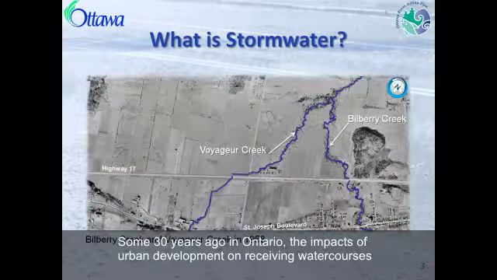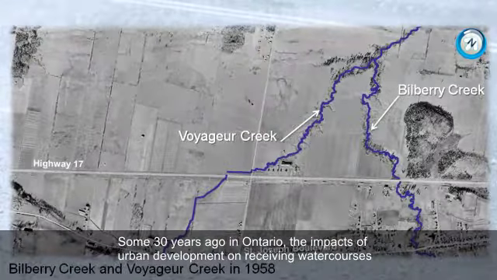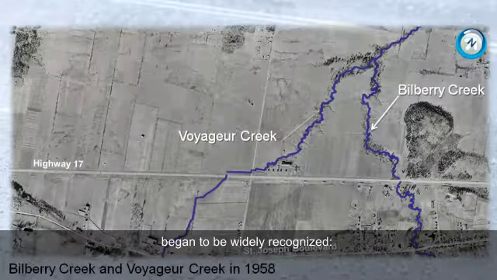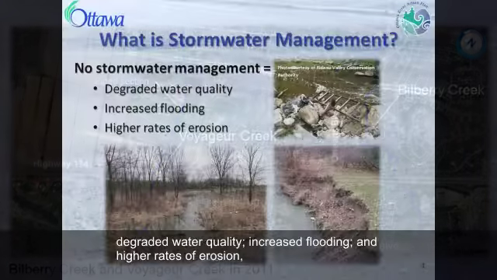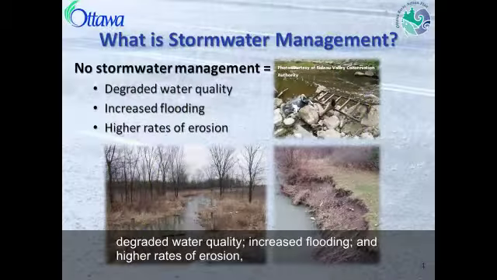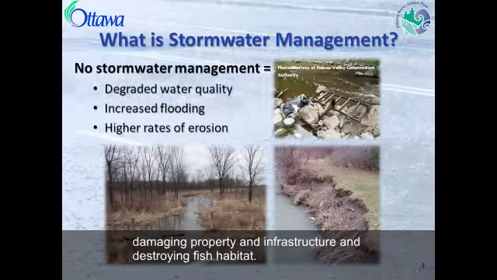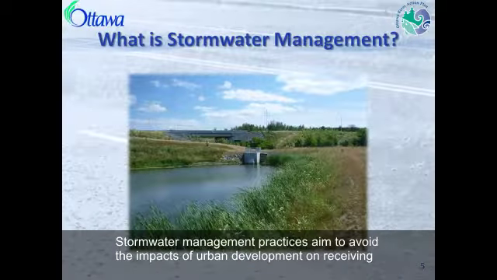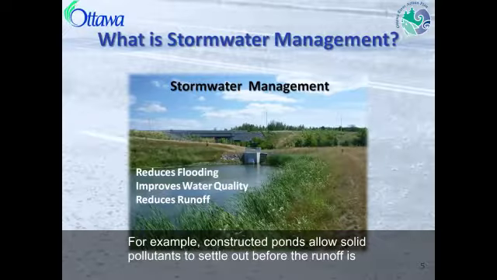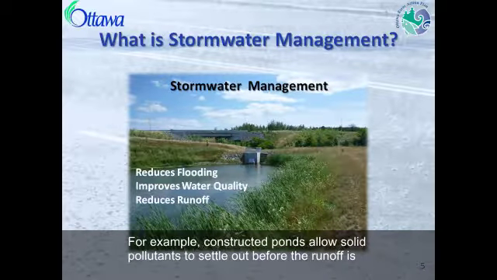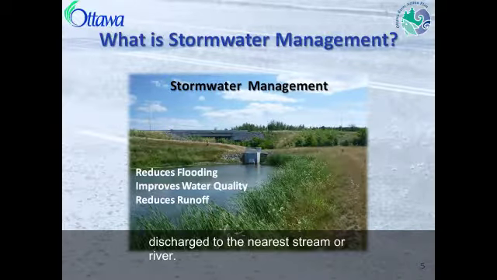Some 30 years ago in Ontario, the impacts of urban development on receiving watercourses began to be widely recognized. Degraded water quality, increased flooding, and higher rates of erosion, damaging property and infrastructure, and destroying fish habitat. Stormwater management practices aim to avoid the impacts of urban development on receiving watercourses by building in measures that mitigate these impacts. For example, constructed ponds allow solid pollutants to settle out before the runoff is discharged to the nearest stream or river.